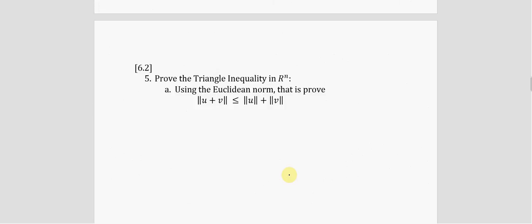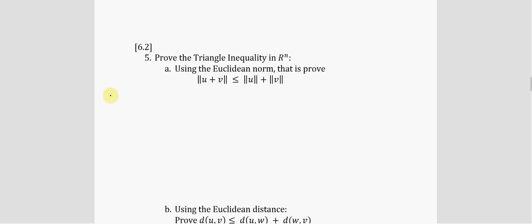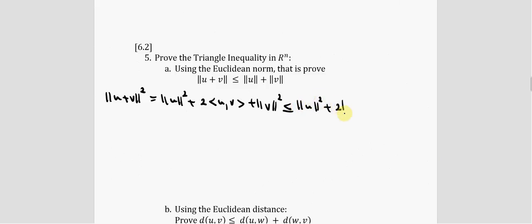Here we prove the triangle inequality. We did this in class. Let's do it one more time. So we're going to start with the norm of u plus v, and we square that, and that equals the norm of u squared plus 2 times the inner product of u and v plus the norm of v squared. Now, based on numbers, this is less than the norm of u squared plus 2 times the absolute value of the inner product of u and v, then plus the norm of v squared.